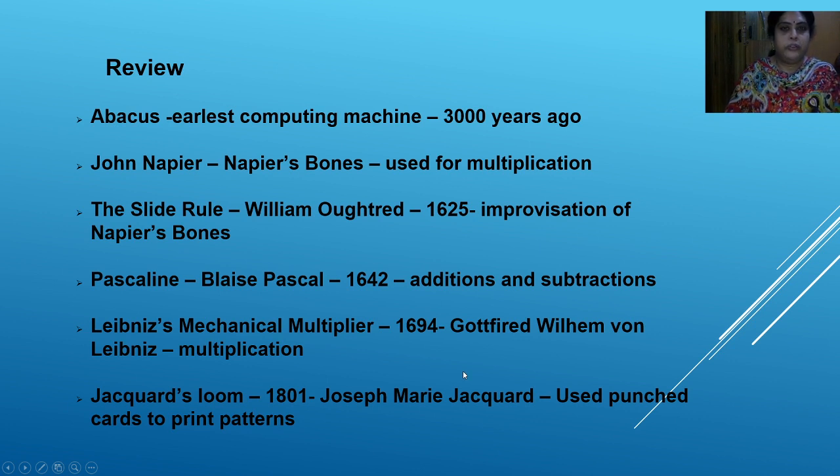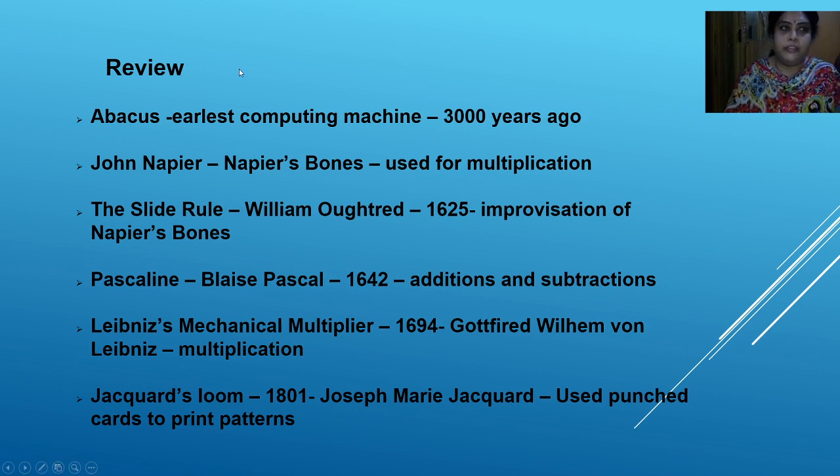So in today's lesson, we learned that the abacus is the earliest computing machine, which was used 3,000 years ago. In your first PU exam, they may ask you these questions. They may ask which is the earliest computing machine found. Then you can say it's the abacus. And John Napier's bones were used for multiplication. The slide rule was invented by William Oughtred, and it was just an improvement of Napier's bones.